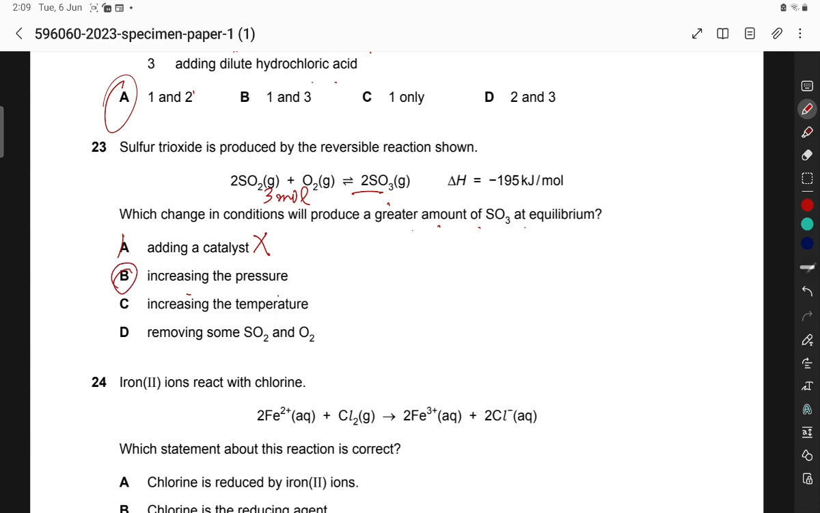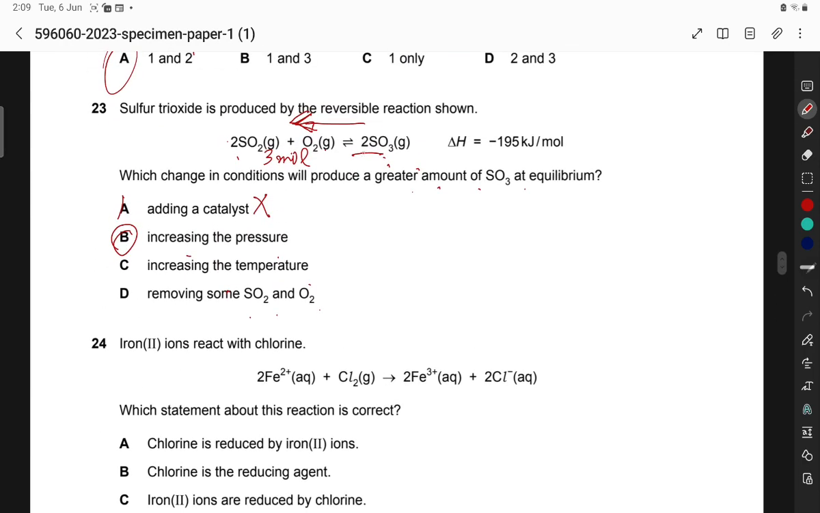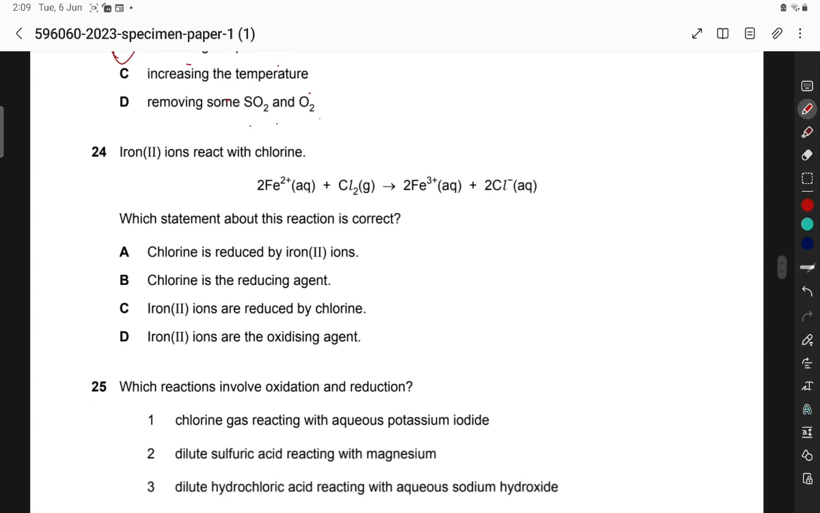So this is correct. Increasing the temperature, reaction will shift backward and less yield is produced. Removing sulfur dioxide and oxygen, again equilibrium will shift backward, so more sulfur dioxide and oxygen is produced after decomposing of sulfur trioxide.